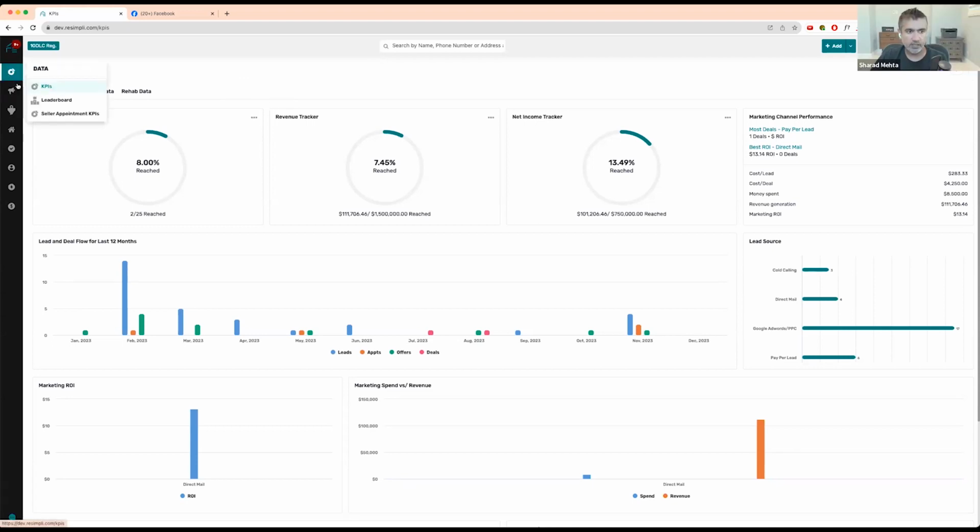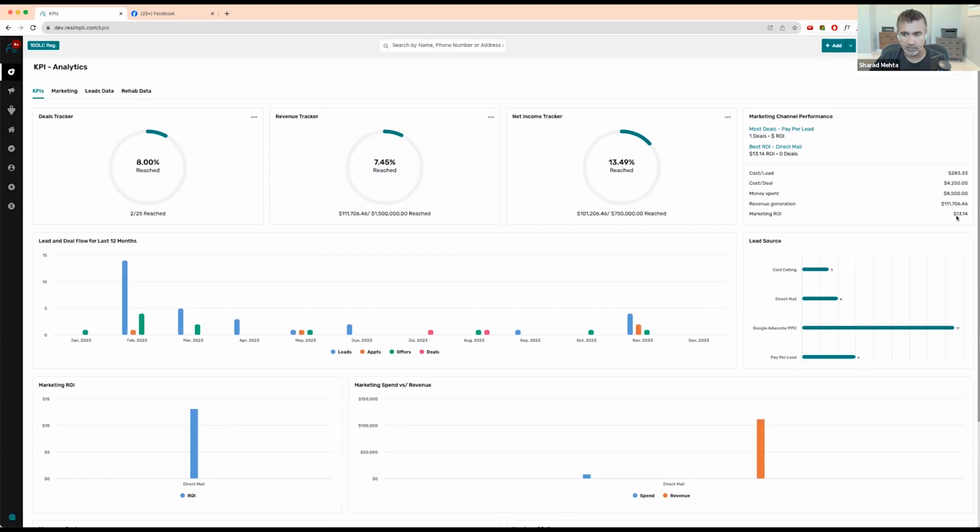And in this KPI sheet, you can set your goals for the year: how many deals you want to do, how much revenue you want to generate, and how much net income you want to generate. I'll get into why you really want to pay attention to some of these numbers like ROI. Right here, it tracks which marketing channel you're getting most of your deals from, which marketing channel gives you the best ROI, your cost per lead, cost per deal, how much money you spent in marketing, how much revenue you've generated, and your ROI. ROI is, for every dollar you put into marketing, how much money is coming back.